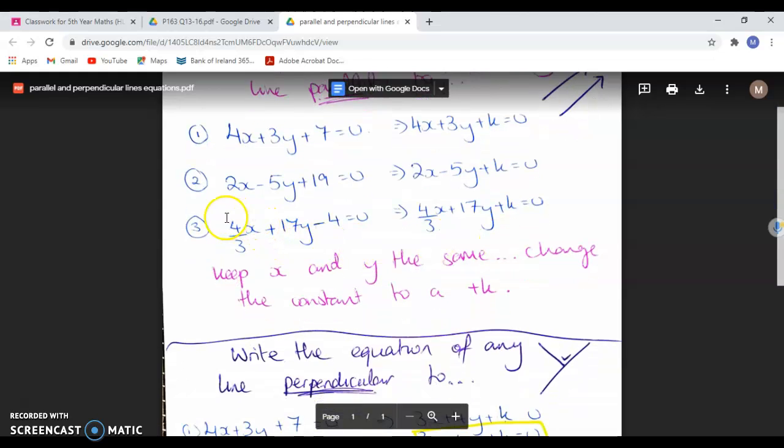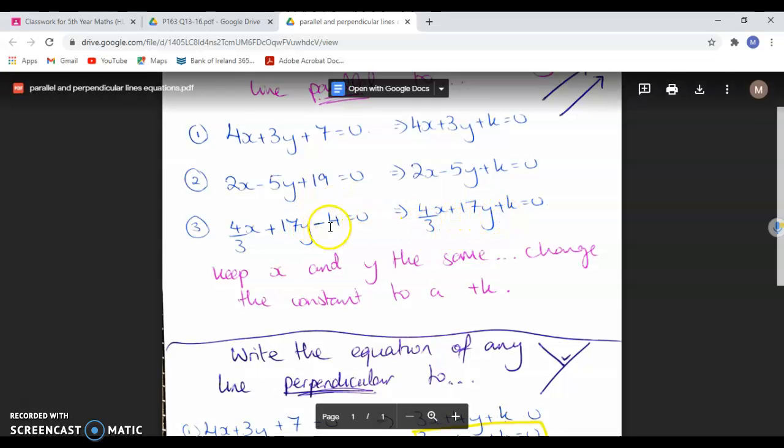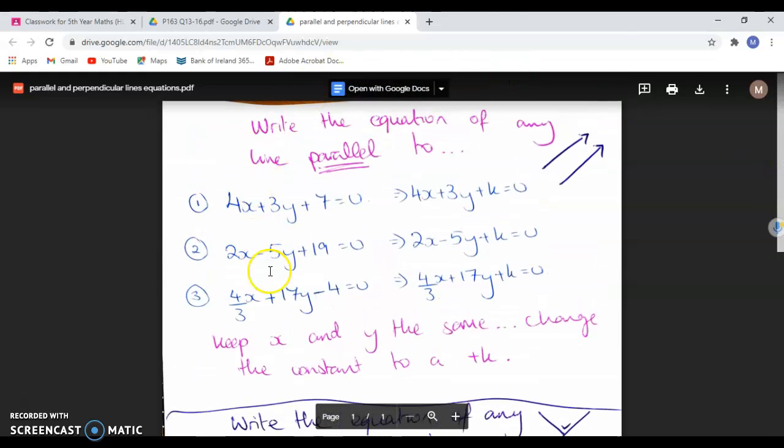And the last one, 4 over 3x plus 17y minus 4. Again, your x and y stay the same, so your 4x over 3 plus 17y, and then just change the last term to a plus k. Alright, so in general, keep x and y the same, change the constant to a plus k. So any line parallel to it, you keep your x and y the same, change the last term to a plus k. Okay, so that's the straightforward one.